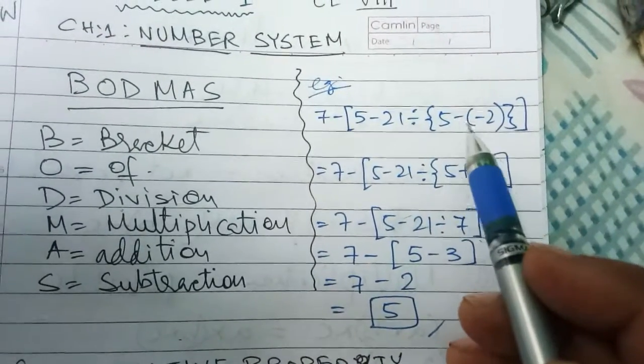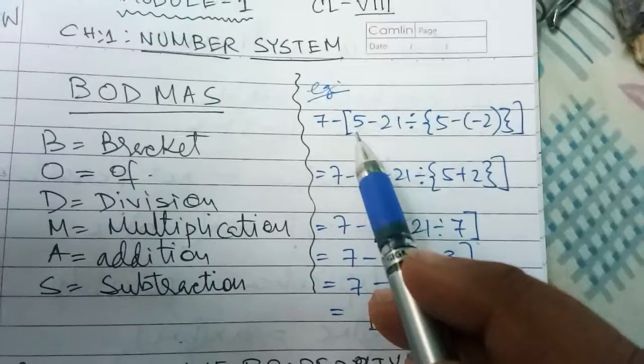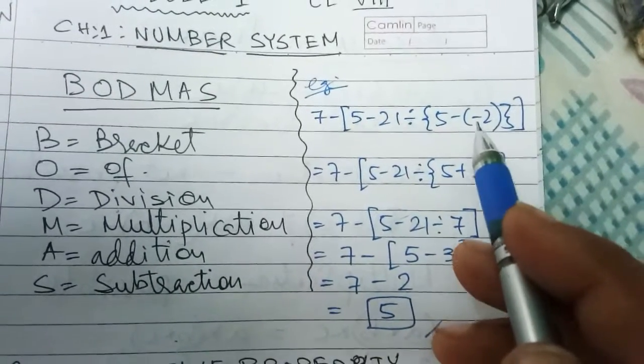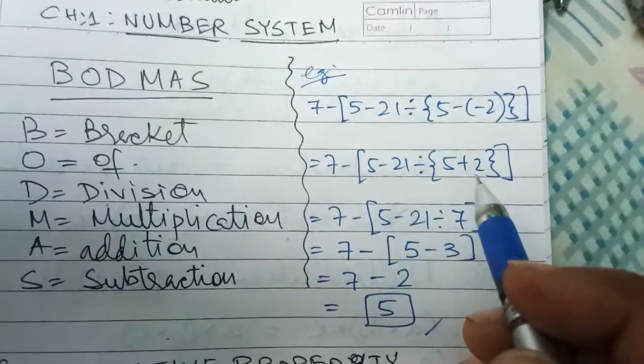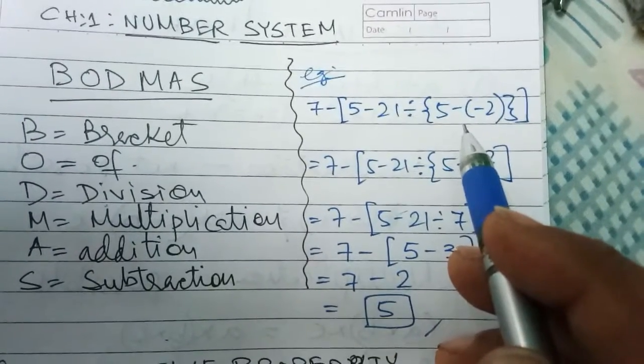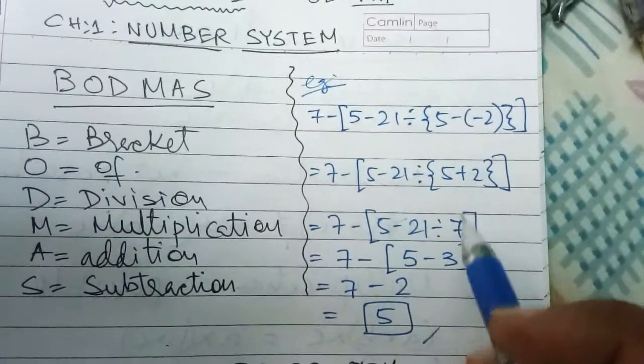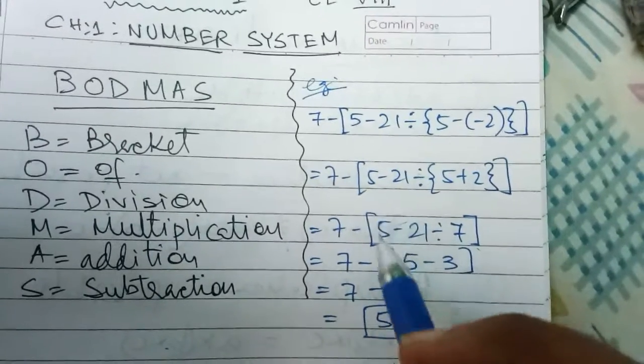First, see how many brackets there are: first bracket, second bracket, and third bracket. First go for the first bracket. In the first bracket, minus into minus is plus. I have written 5 plus 2. Next, the second bracket: you have to do the operation in the second bracket. 5 plus 2 is 7. Now you come to the third bracket.